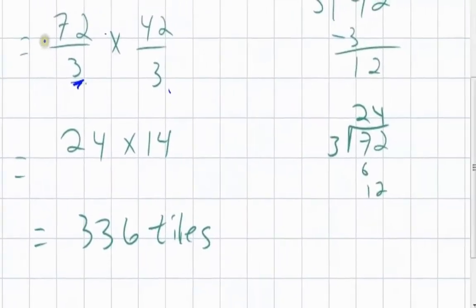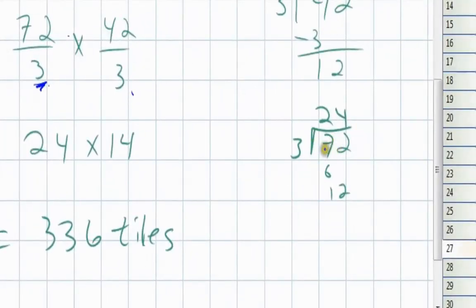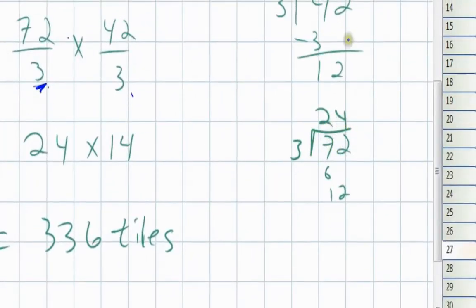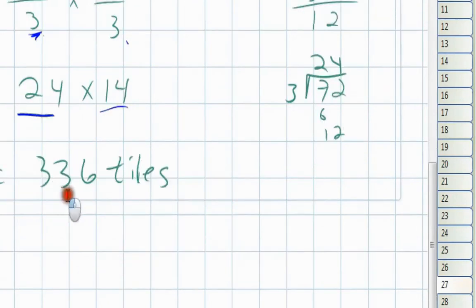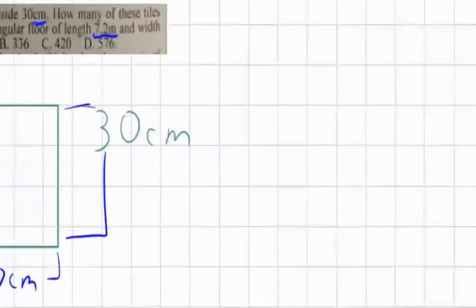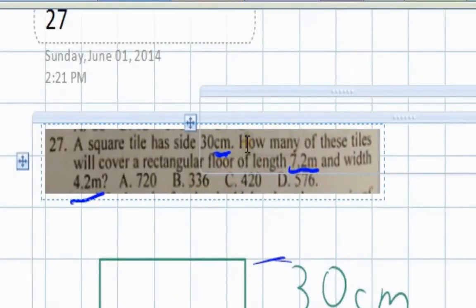But anyway, so I did 72 divided by 3, and I got 24. And I did the same thing for 42, and I got 14. And then I finally multiplied those two numbers. I got 336 tiles as my answer. And that is option B.